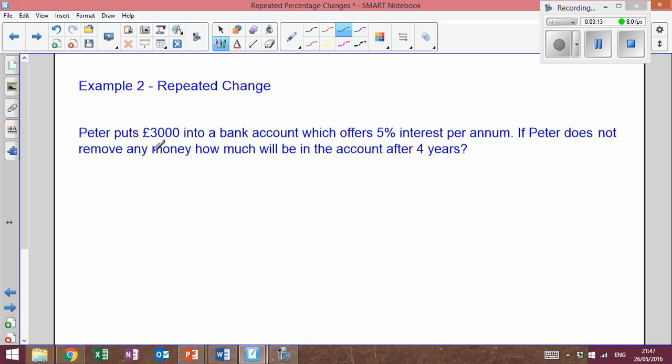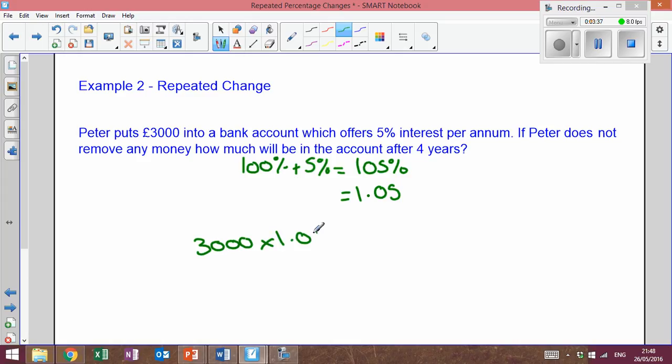Okay, but what we want to do is, if it's 5% interest per annum, that means you're going to start with your 100% and then add on an additional 5% of interest. So really what you're looking for is 105%, which is 1.05. So really what you're going to do is 3,000 times 1.05. That will give you a total. You get your answer, and then you need to do it again, and again, and again.